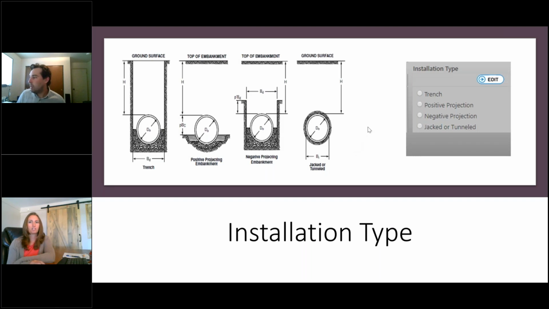Okay, did you want to just show quickly what the jacked or tunneled option is? Yeah, it's just under installation type at the bottom. And once again, you have the option under your bedding types to do a grouted or non-grouted, and that'll take into consideration the actual installation bedding when it's running through the design for your bedding factors.